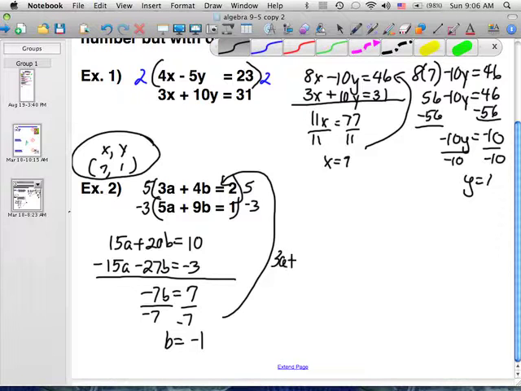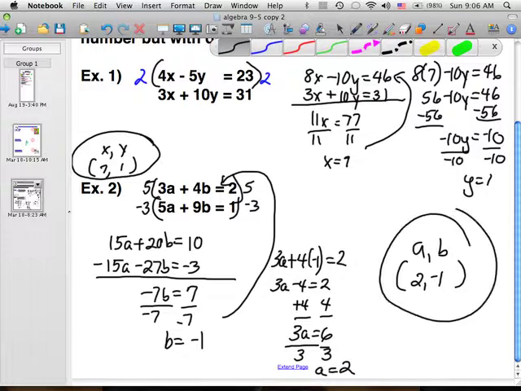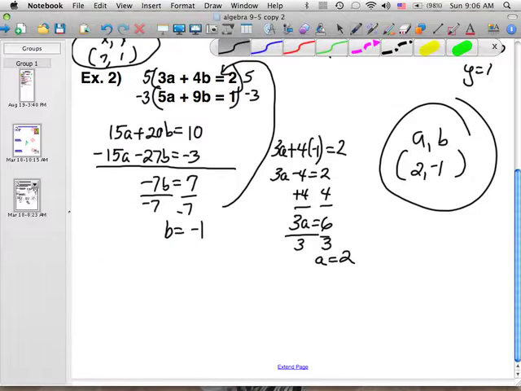3a plus 4 times negative 1 equals 2. So 3a minus 4 equals 2. Add 4 to both sides, and I get 3a equals 6. Divide by 3, and a equals 2. So my ordered pair is a, b, and it's 2, negative 1. So as I substitute 2 for a and negative 1 for b for both of these, I would get the same. They would solve the system.